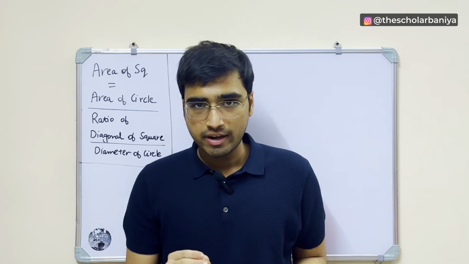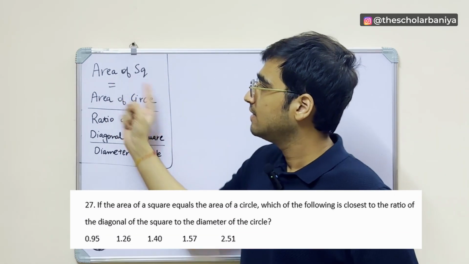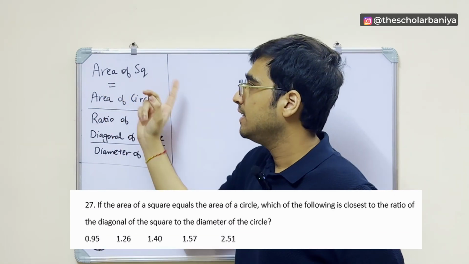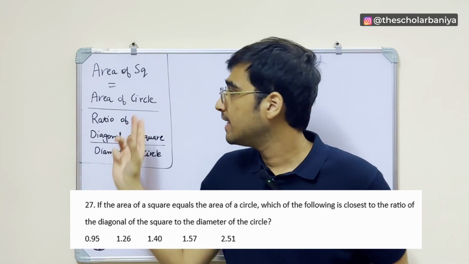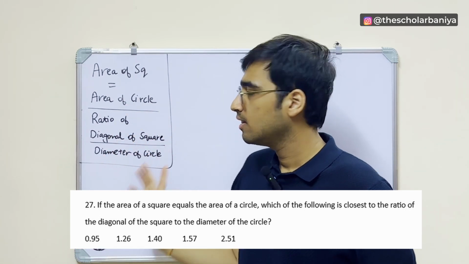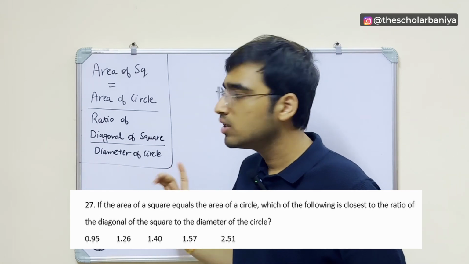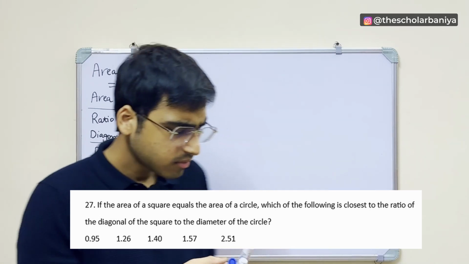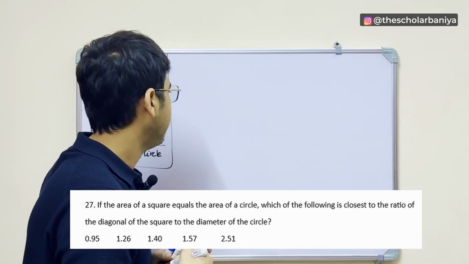So let's move on to the next question, guys. In this question, we are given that there is a square and the area of the square is equal to the area of the circle, right? And we have to find the ratio of the diagonal of the square to the diameter of the circle. Again, very simple question, very basic.